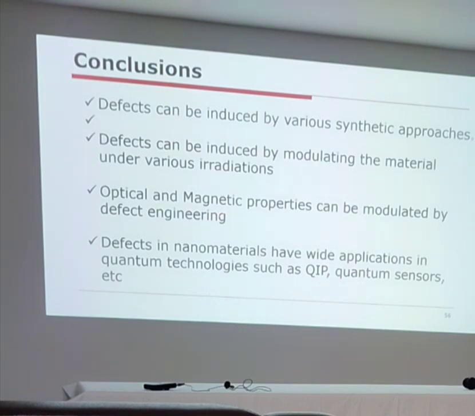But apart from that, as I said, I have taken two examples, magnetic and optical perspectives. They both can be modulated by changing the defects inside the system, that means the arrangement of species inside the system. And towards the end, as I have briefly highlighted, these spins are good, right, when they're on a single nanoparticle. So you can use them even for quantum information processing and quantum sensors as well.